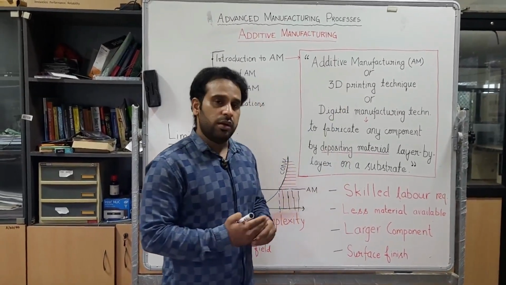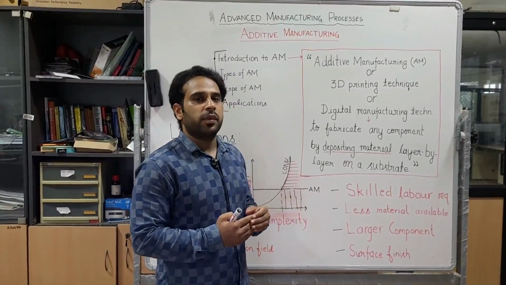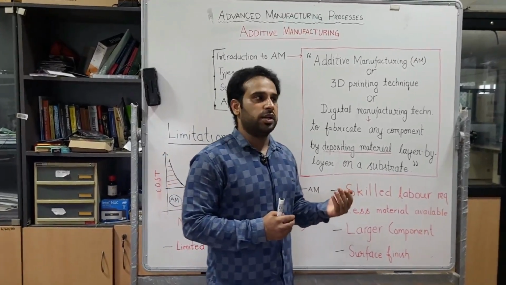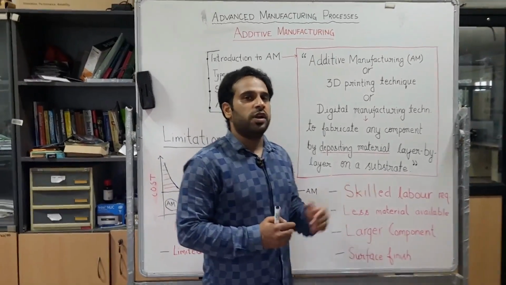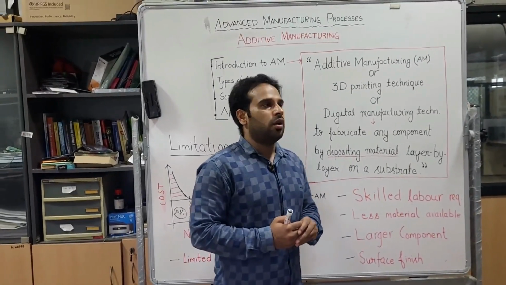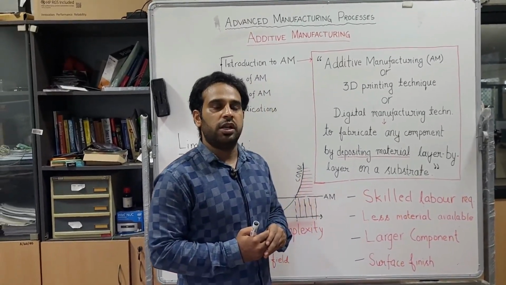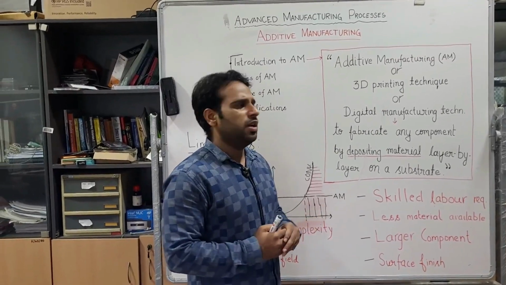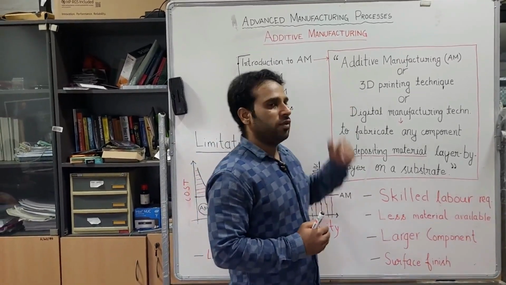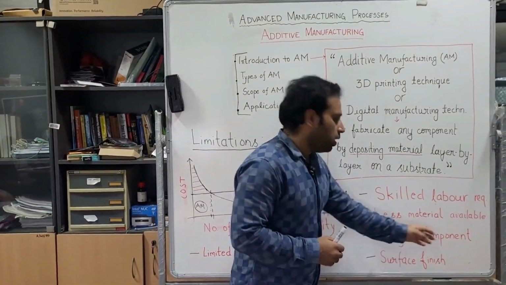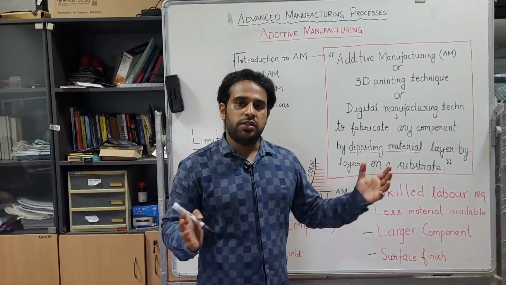For example, titanium, aluminium, vanadium alloy, like Ti-6Al-4V, the conventional titanium alloy, or we can say aluminium, silicon, tin, magnesium alloy. These are the very limited materials available for additive manufacturing. Apart from that, it is very limited in producing very large size components.